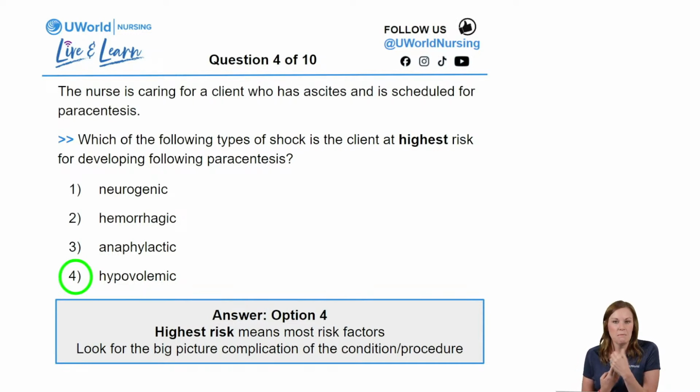So the client is going to be at highest risk for hypovolemia, and a lot of this is due to the fluid shift from that third space into our bloodstream. We're most worried about hypovolemia following a paracentesis, especially if we're pulling off a high volume of fluid, something more than 5 liters, which is very common when we're doing paracentesis. So good job, you guys. Correct answer is option 4. I think you guys did pretty good on that one. I didn't see a lot of wrong answers, so well done, everybody.